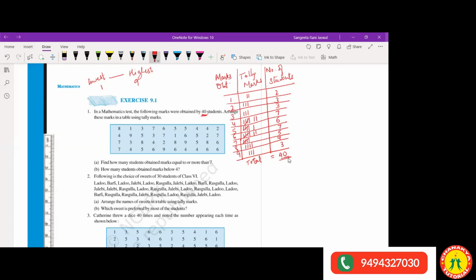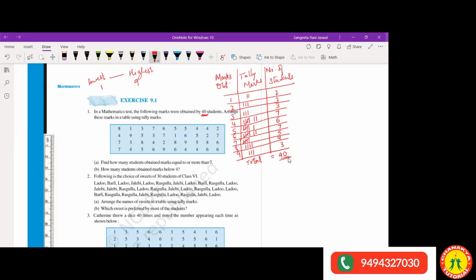What, 35? There are 40 children. It's already written in the question. So the total number of children has to be 40 only, no? Okay, now let's see what question is asked here. Find how many students obtained marks equal to or more than 7. How many attained marks equal to 7 or more than 7?